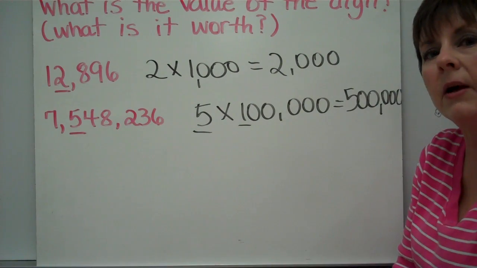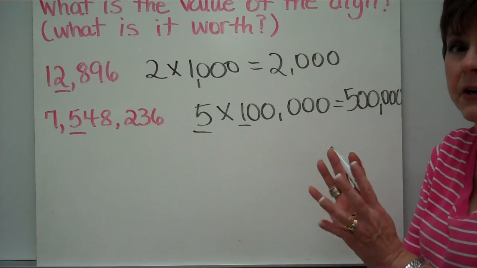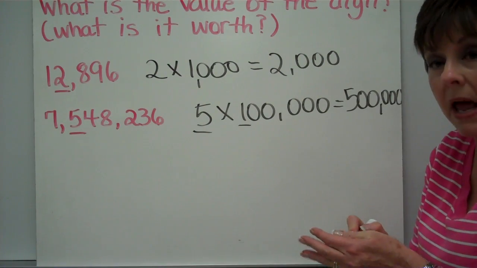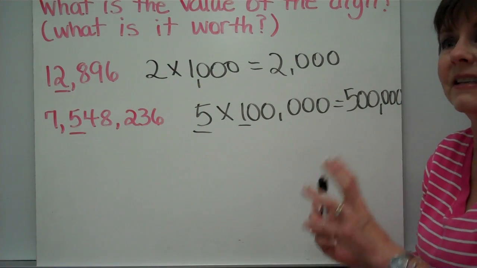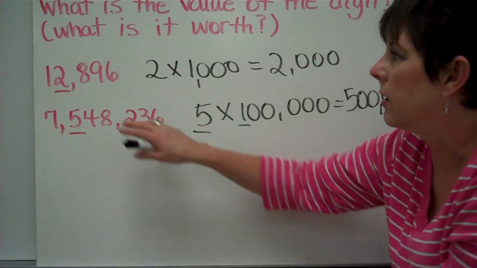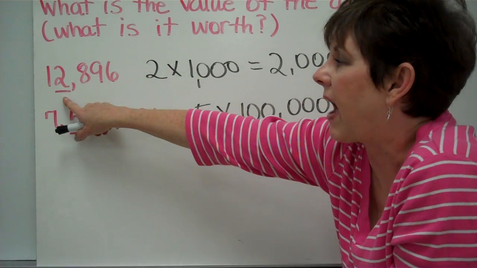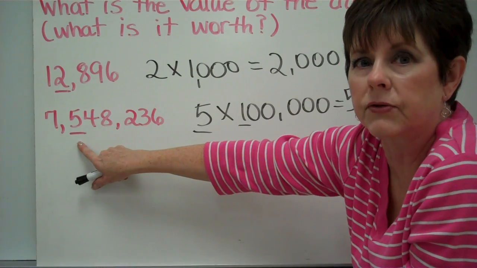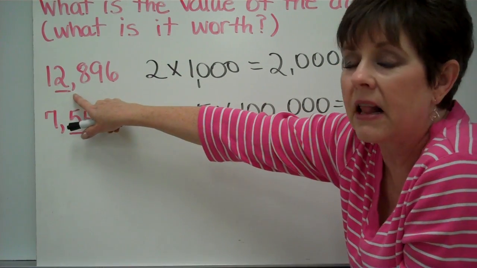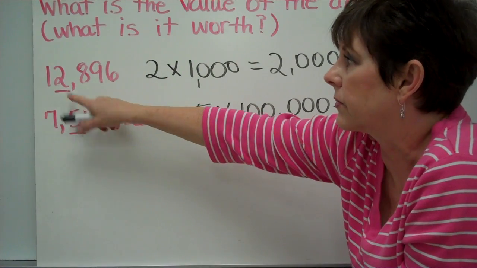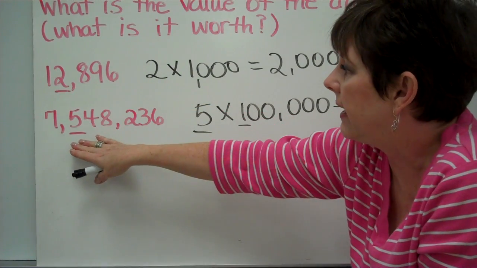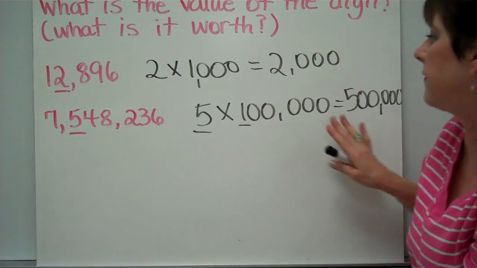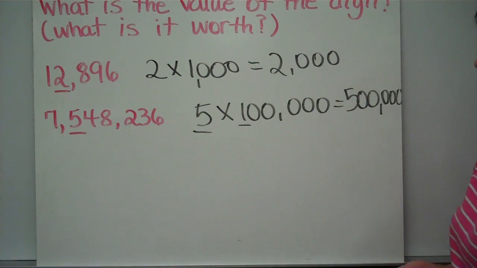Don't get value and place value mixed up. Value means what's it worth, depending on its position. Place value is where is it located, what is its position. This position would be in the thousands place. This position is the 100,000s place. But the value is 2,000, 2 times 1,000. And here the value is 500,000 or 5 times 100,000.